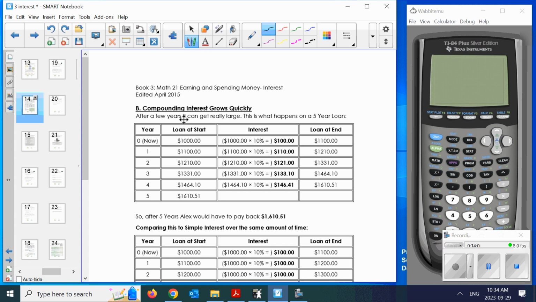After a few years, it can really build up on a 5-year loan. Now, the thing is, you're actually making payments on the loan, so you're chipping away, and it's not growing like this, but it's easier to do the math. Do you see how if you borrowed $1,000 and you didn't pay anything on it, it would build up to over $1,600 in 4 years?